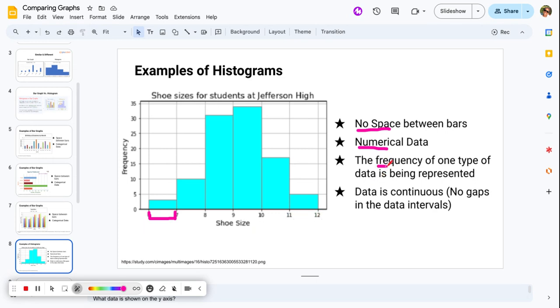On the sides, we have the frequency of one type of data being represented, and they're looking at shoe sizes. And this was one of the activities that we did closer to the first week of school when we were comparing shoe sizes of 7th graders within our class.